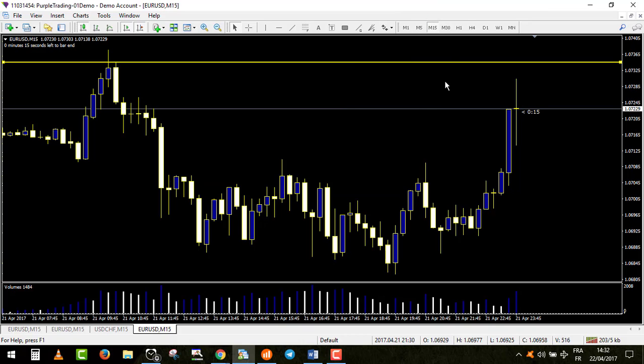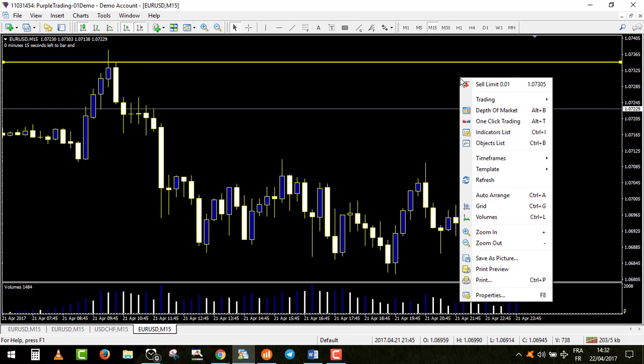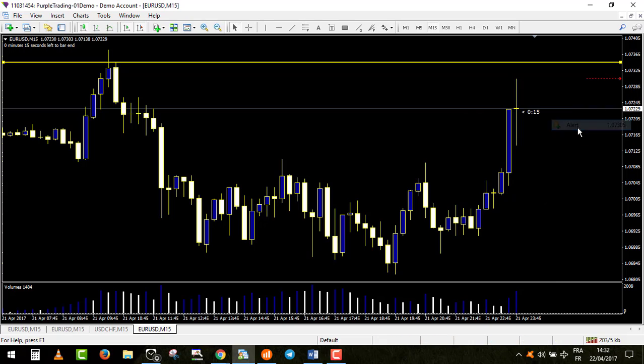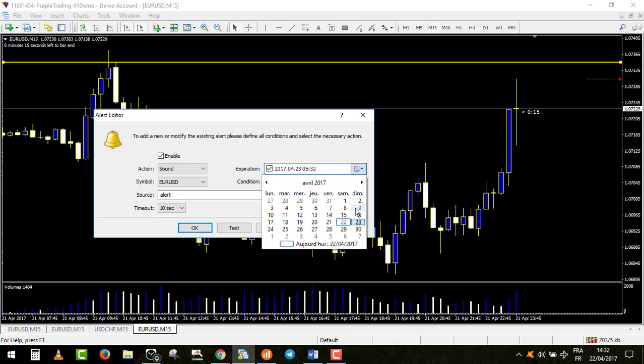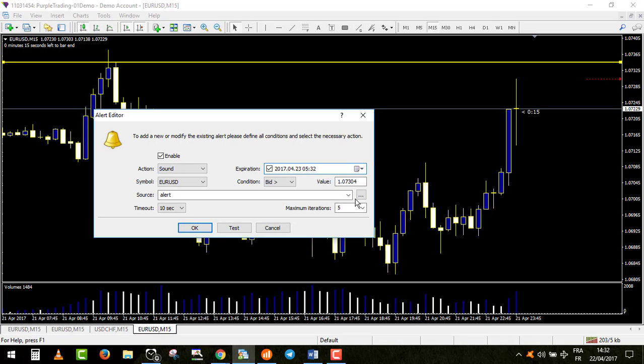And that's what I explained to you now. You right click on your chart, you go in trading, and you go to alert. This will create a red arrow on the right of your chart. You double click on it and it's enabled. The action is sound. The symbol is Euro USD because it is your current chart actually. It will plot automatically based on the chart you are on. Then the expiration, you can set the expiration for the end of the week if you want to use this alert all week for this specific currency pair.